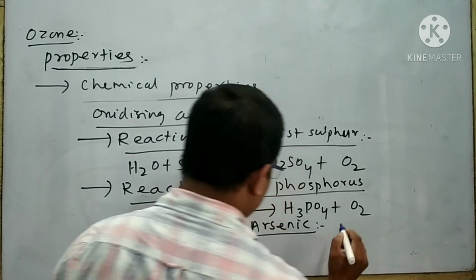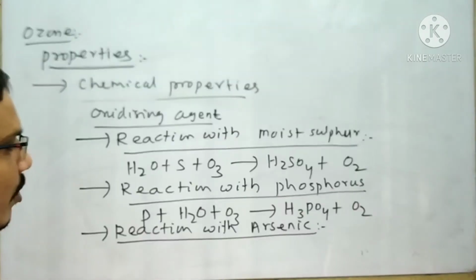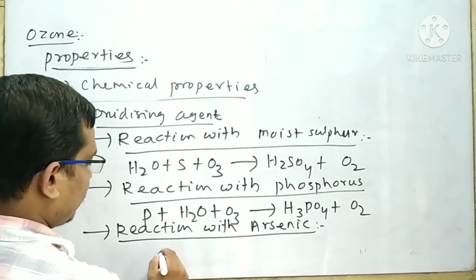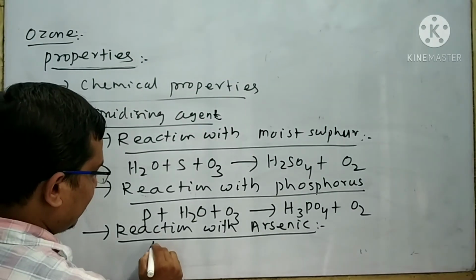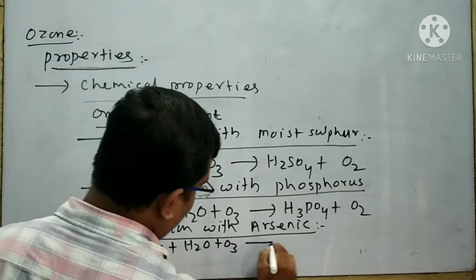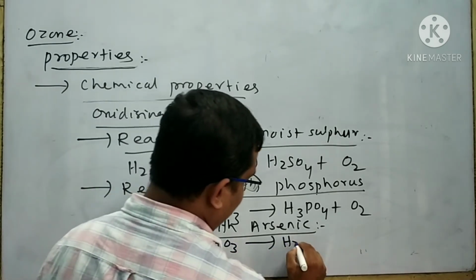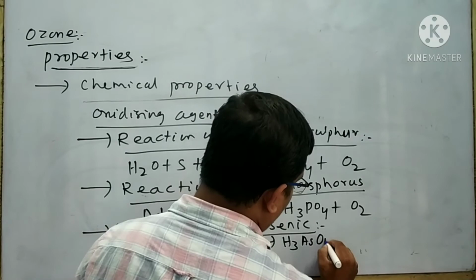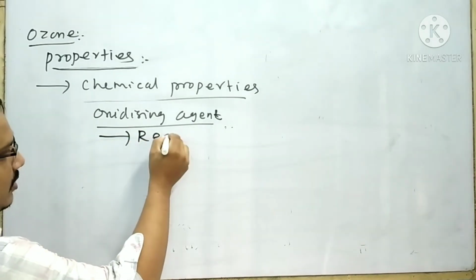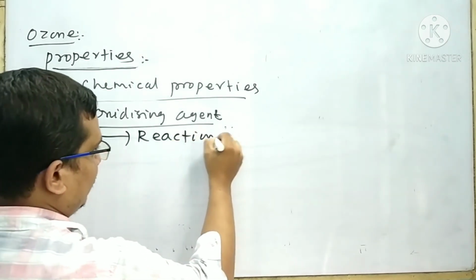Next reaction is the reaction with arsenic. Ozone oxidizes the moist arsenic to arsenic acid. So I can write the reaction like this: As plus H2O plus O3 gives H3AsO4 plus O2.